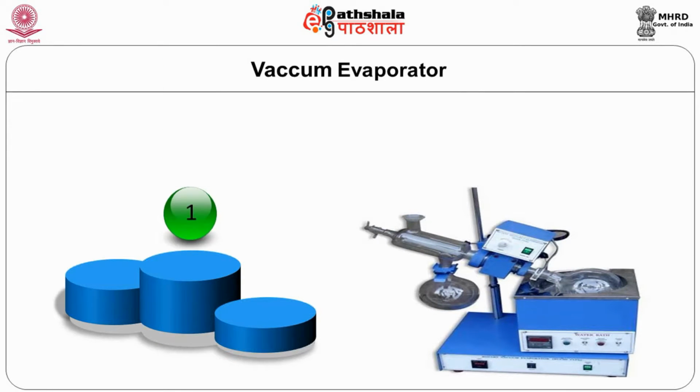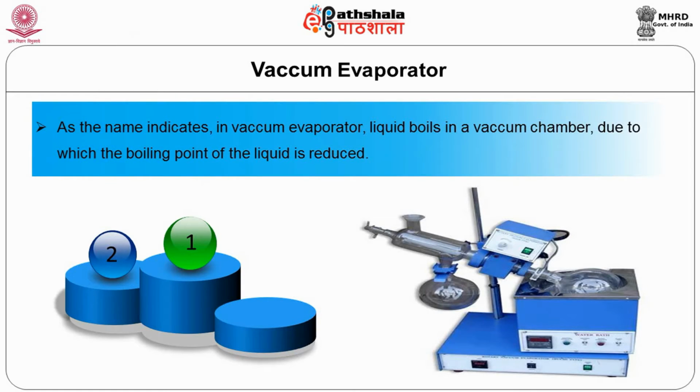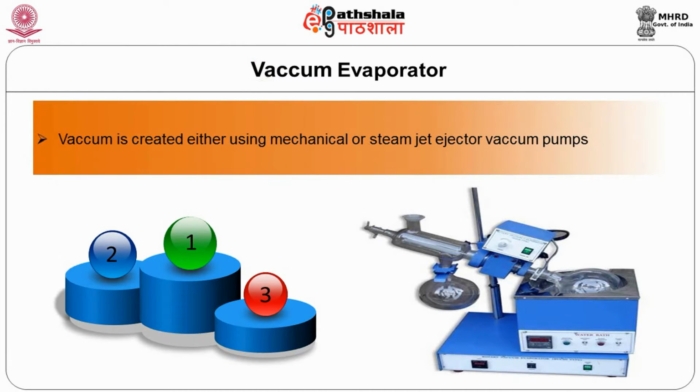Vacuum evaporator. This evaporator is recommended for heat sensitive liquid foods. As we all know, as the pressure increases, the boiling point also increases. As the name indicates, in a vacuum evaporator, a liquid boils in a vacuum chamber due to which the boiling point of the liquid is reduced. Vacuum is created either using mechanical or steam jet ejector vacuum pumps.